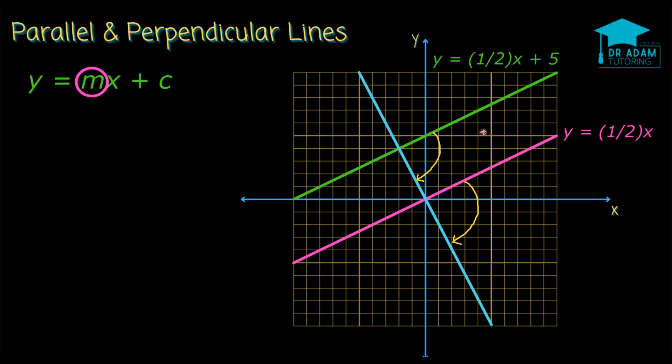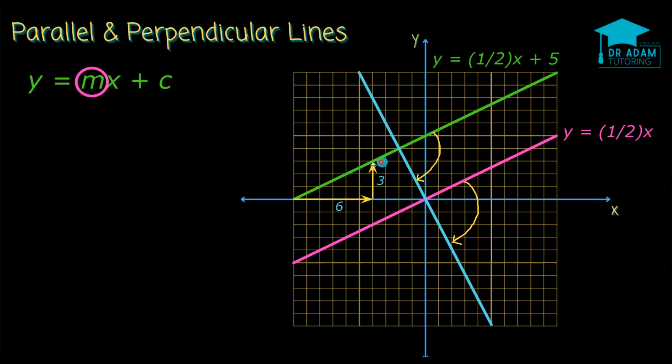Now we know that the gradient of a line is the increase in y per unit increase in x. Okay, so in other words, we're just dividing the difference in y by the difference in x. Okay, that's what we do when we calculate the gradient. It's just the ratio between the increase in y and the increase in x.